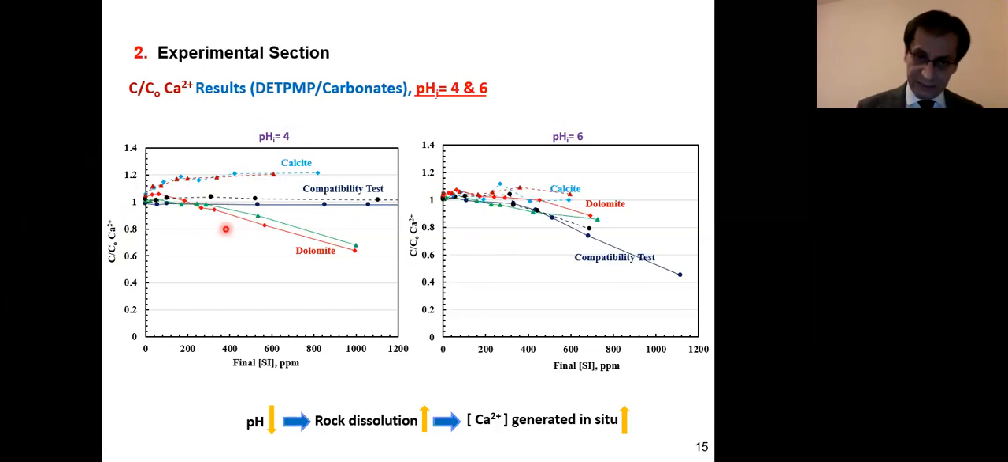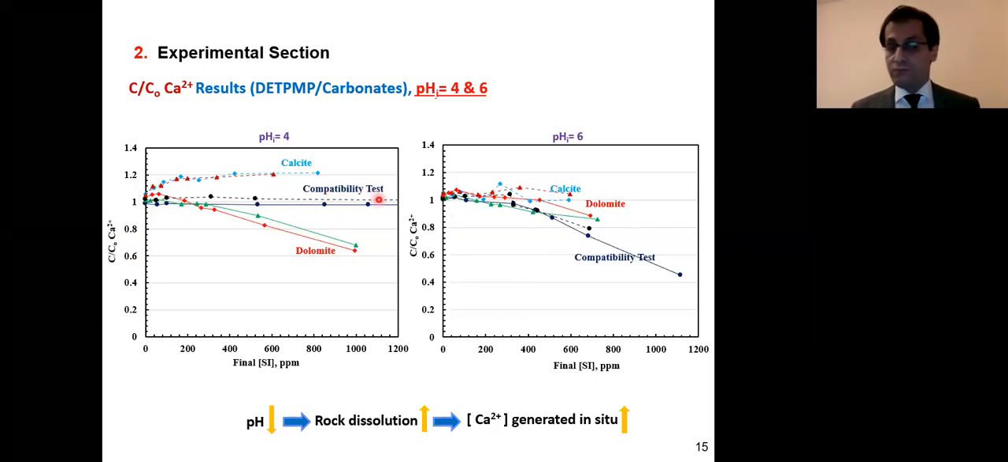On the other hand, for dolomite, as you can see, after 100 ppm, the calcium is not generated by rock dissolution, which means that we have a lack of calcium in the dolomite DETPMP system. In this system, calcium for precipitation, for complexation with DETPMP, is compensated from North Sea water. That's why the normalized calcium for DETPMP dolomite decreases below the baseline.